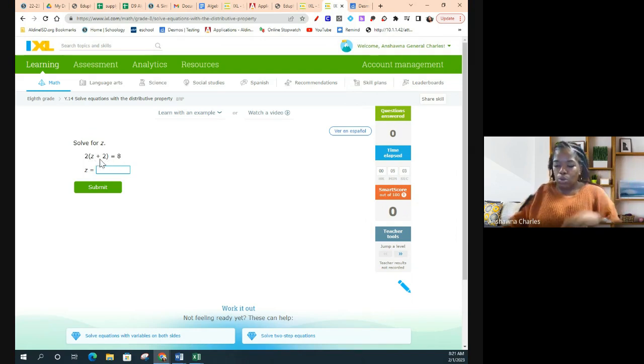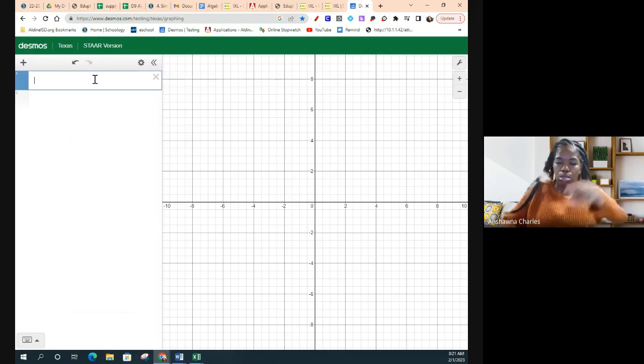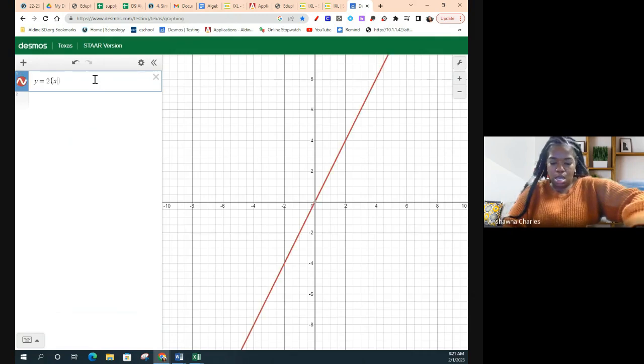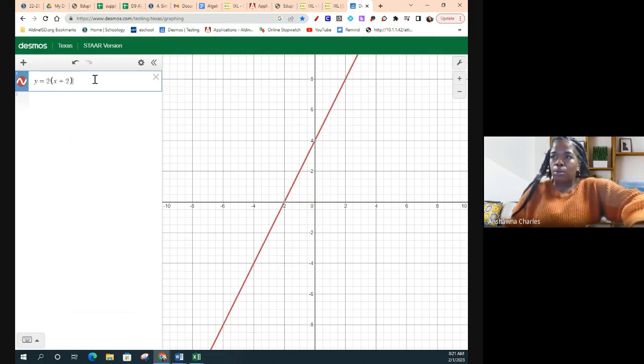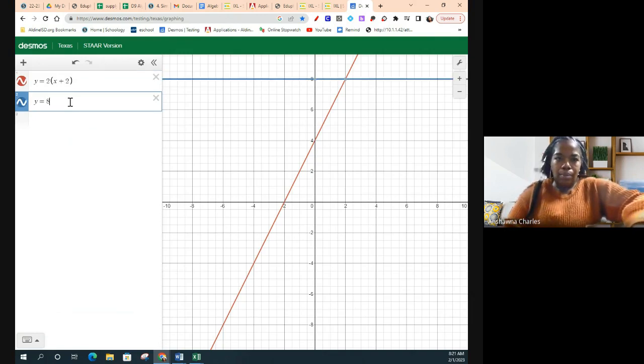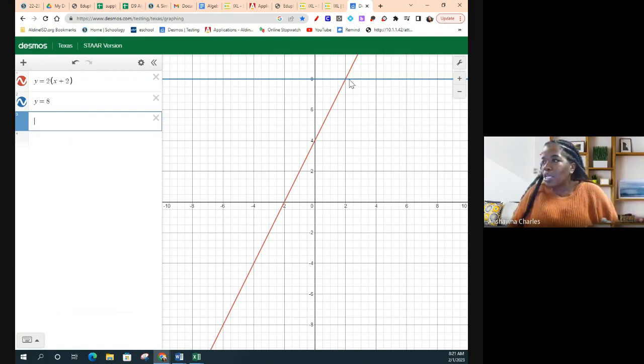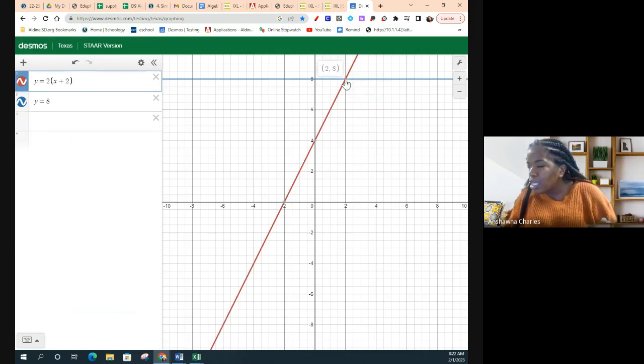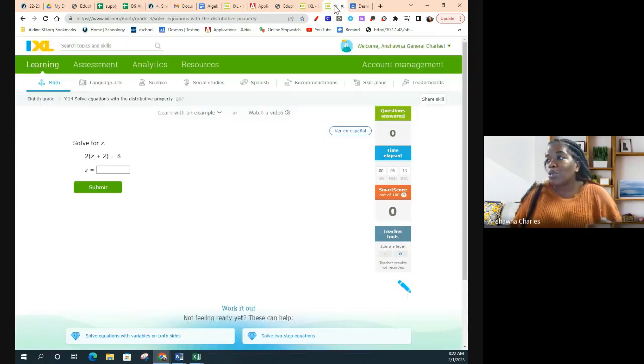So I would put y equals, and I gotta write it down. Y equals 2 parentheses z plus 2 and y equals 8. And I put that in Desmos. Y equals 2 parentheses z plus 2. And then the other one would be y equals 8. And then I look for where they intersect. They intersect here. And I click it. And I put the x value because I'm looking for x. So it is 2. My answer would be 2.